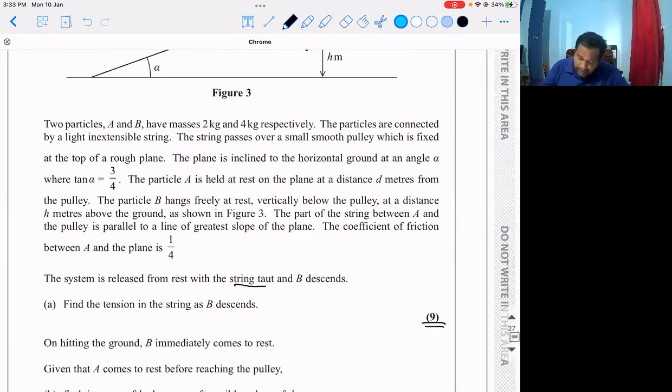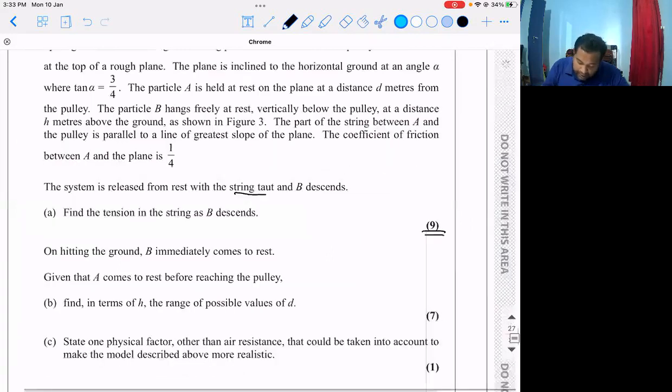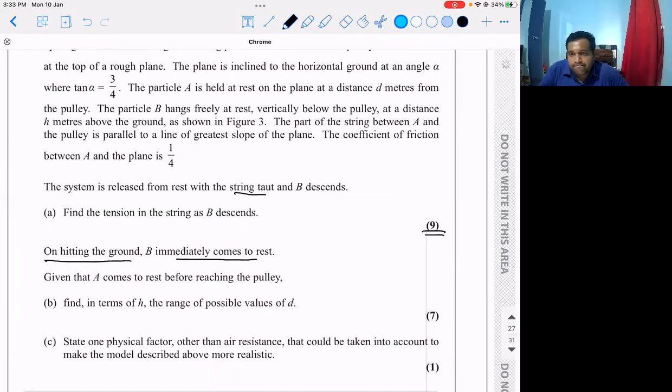So now the next question. On hitting the ground, B immediately comes to rest. Given that A comes to rest before reaching the pulley, find in terms of h the range of possible values of d.